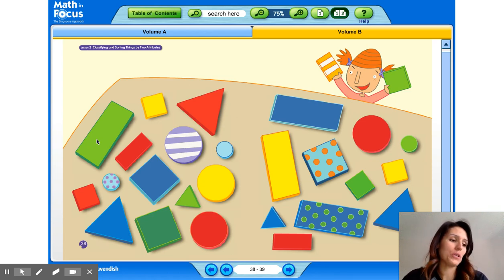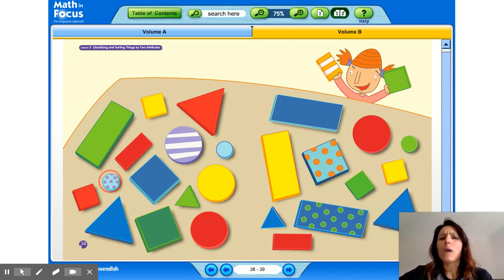And now I want you to point to a block that is a big block with polka dots. Where do you see a big block with polka dots? Point to one for me. Great. You could have pointed to this one, the blue rectangle with the green polka dots, and you could have pointed to this one, the square with the polka dots. Could you have pointed to this shape here?